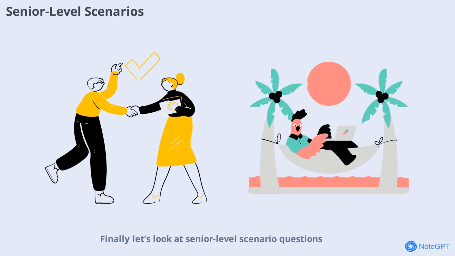Finally, let's look at senior-level scenario questions. Handling production bugs requires careful analysis using logs and safe fixes, much like reviewing CCTV footage before taking action. Managing high traffic involves caching, queues, and load balancing. Picture multiple billing counters in a busy store.